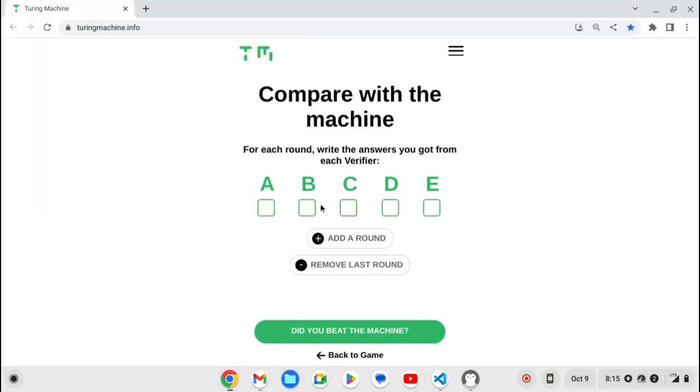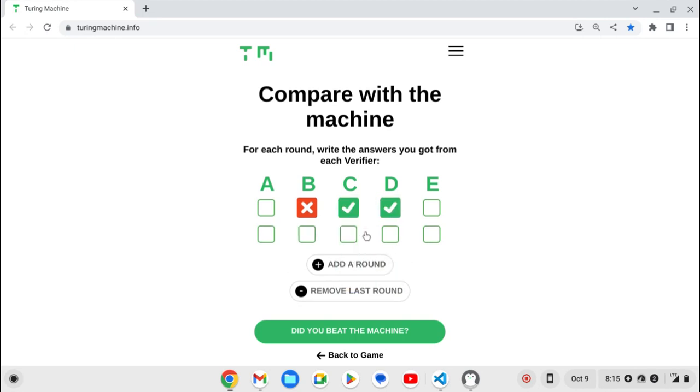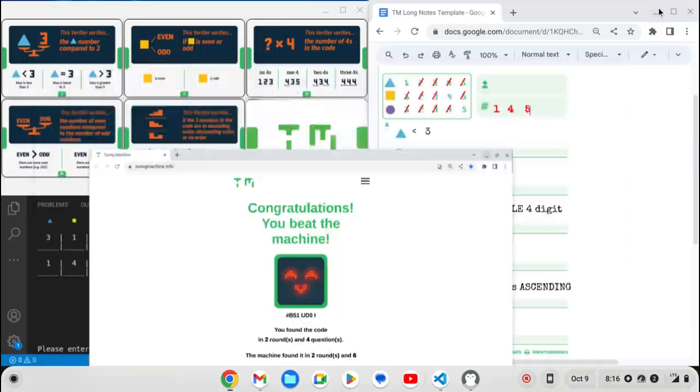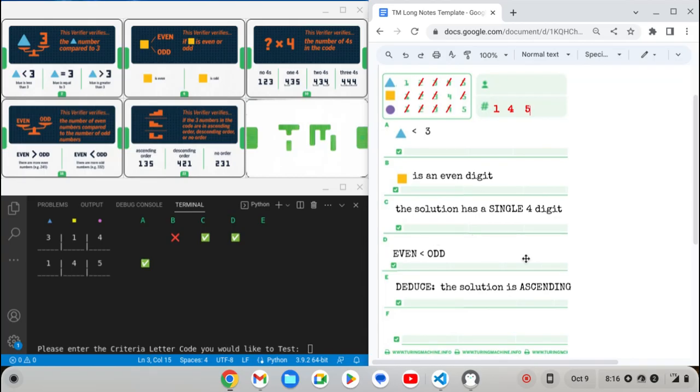So B, C, D. So B was incorrect, but C and D were both correct. And in second round, criteria card A was the only one tested, and it was correct. And so, yeah, we did beat the Turing Machine by 2 questions. Yeah, so very fortunate that, again, we were able to deduce criteria card E, the ordering in this case.